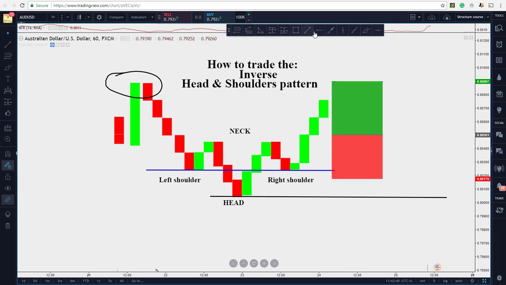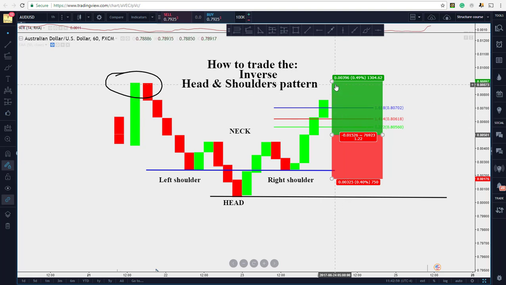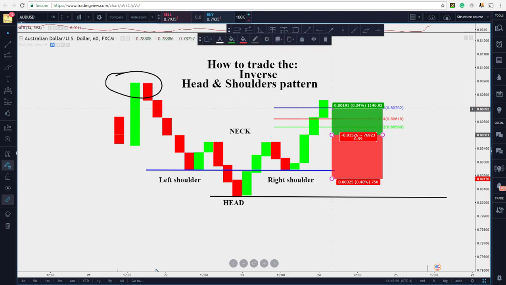Now something you can also use is a Fibonacci extension. You can go from the head up to the neckline and back down to the head, and you can use a 1.618 extension for your first targets. And depending on where this breakout takes place, you may not get a one-to-one risk reward there, and you may have to adjust appropriately for that situation.